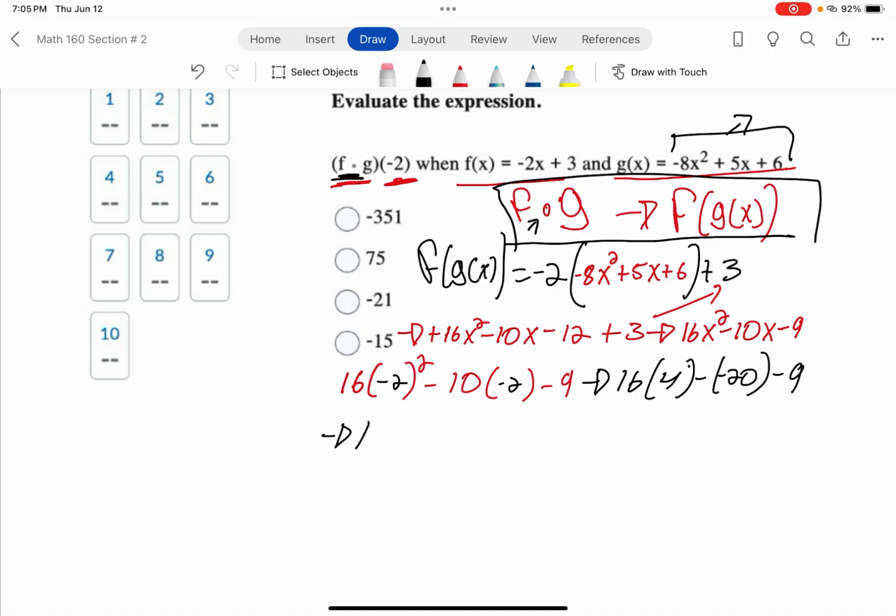Then I will continue here. 16 times 4. How much is this? 16 times 4, use the calculator. This is 64. Then minus and minus here will be positive, plus 10, plus 20. Sorry, minus 9. So let me continue. I will change the color because I'm ending. 64 plus 20. This is 84. And then minus 9. 84 minus 9. How much is this? 84 minus 9, 75. So this is my answer. 75.